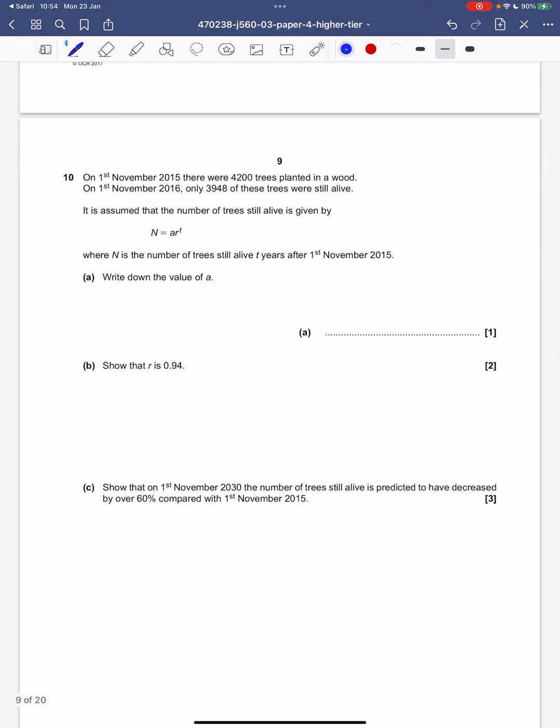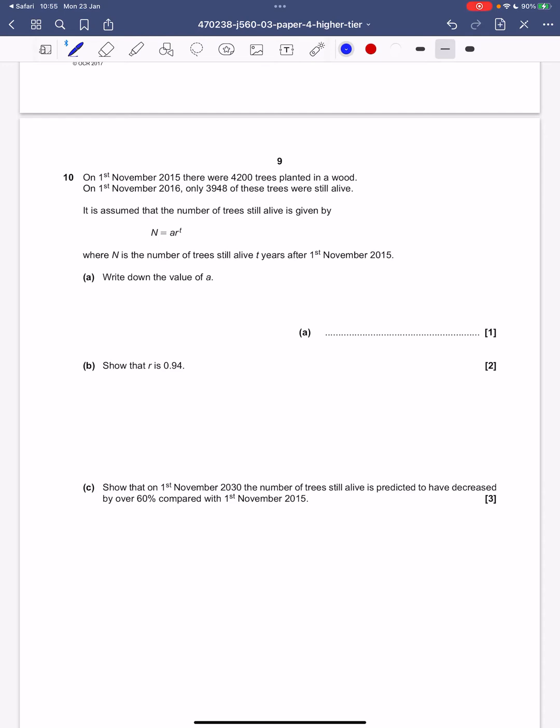Okay, so on the 1st of November 2016, we had 4,200 trees in a wood, and then 1 year later, only 3,980 of these are still alive. It's assumed that the number still alive is given by n equals a, which is a number, times r to the power t. Okay, write down the value of a.